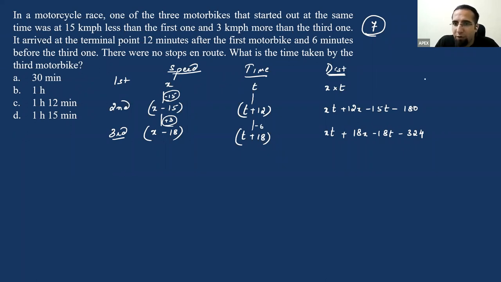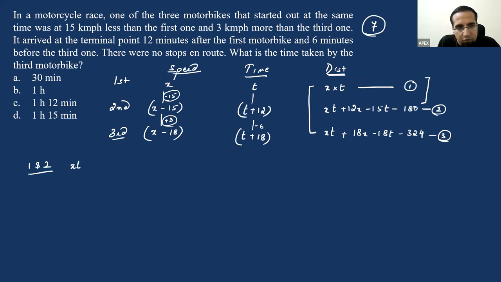So what I can do is equate first and second, and equate first and third. So this is my first equation, this is my second equation, and this is my third equation. What do the first and second give us? We have xt equal to xt plus 12x minus 15t minus 180. xt gets cancelled. I can divide across by 3, so I get 4x minus 5t equal to 60.